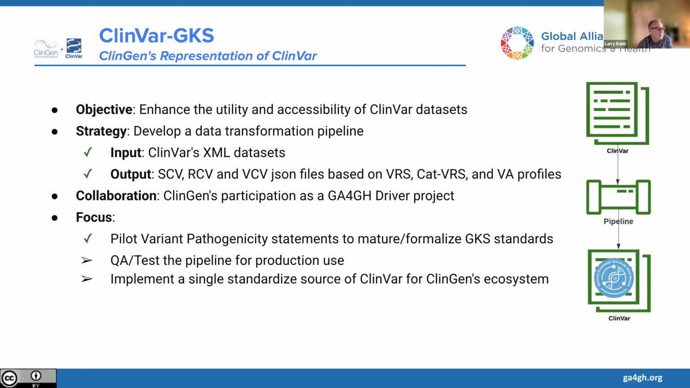So this ClinVar GKS pipeline was born out of the idea of really enhancing the utility and accessibility of ClinVar datasets within ClinGen, but also to share outside of the ClinGen community. So we decided to develop a data transformation pipeline. As ClinVar releases their XML data sets weekly, their dump of their database, we essentially output them in these VRS, Cat-VRS, and VA profiles that you've been hearing about. We're doing it for the SCVs, RCVs, and VCVs, and they'll come out as JSON files.